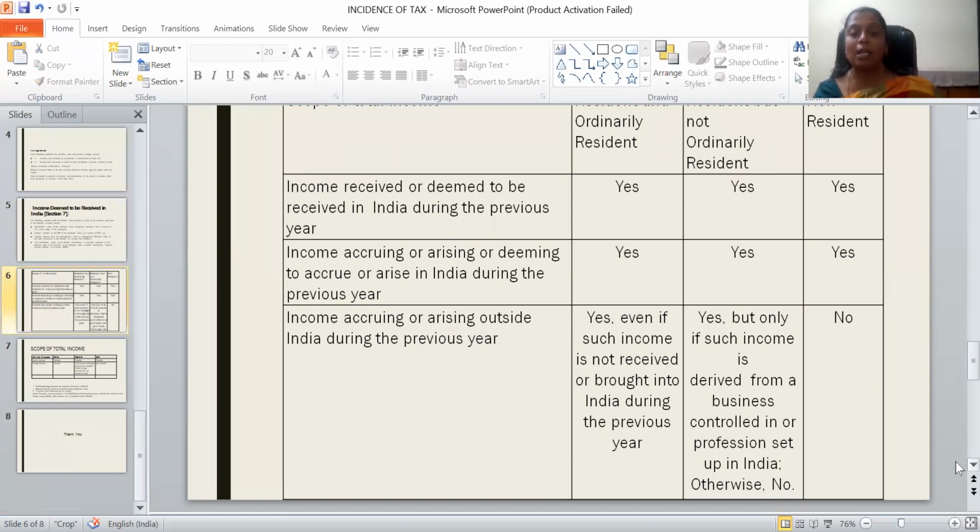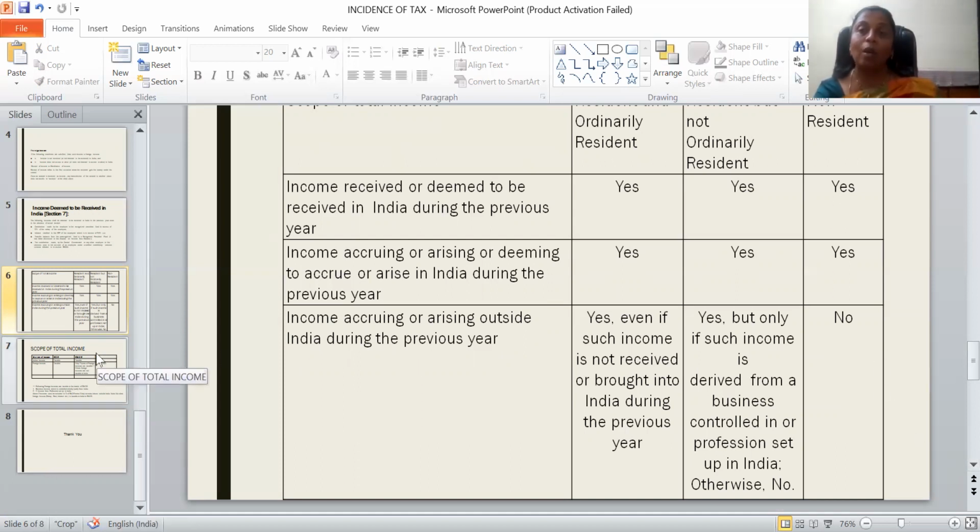Next one, income arising or occurring outside India during the previous year. If any income is generated outside India in the previous year, then what has to be done? It will be taxable in case of resident and ordinary resident. And in case of not ordinary resident, it will be taxable, but only if such income is derived from a business controlled in or profession set up in India. Otherwise, it will not be taxable. In case of non-resident, it is not taxable.